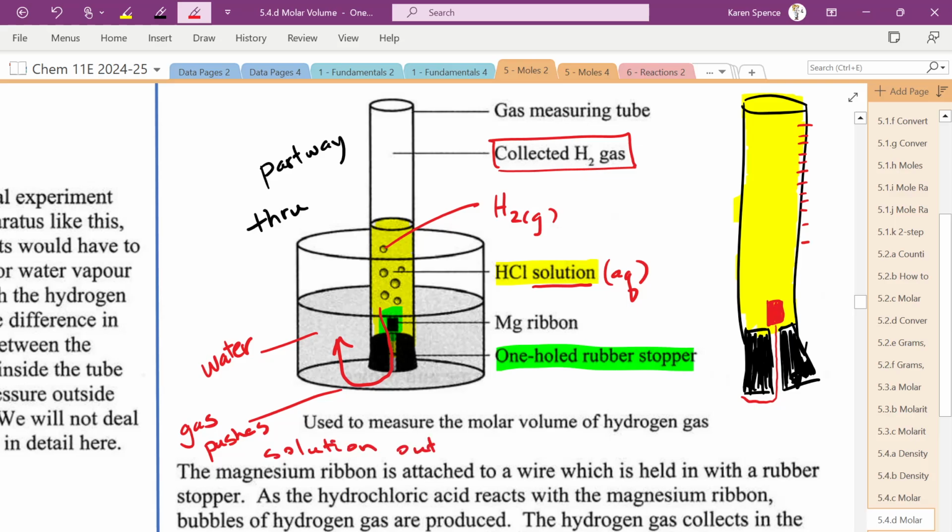So the gas is pushing the acid out. So it goes to the water. The acid is going to end up eventually in the water. But you need somewhere for the acid to go, and you don't want it just open to air because otherwise it would just fall out.